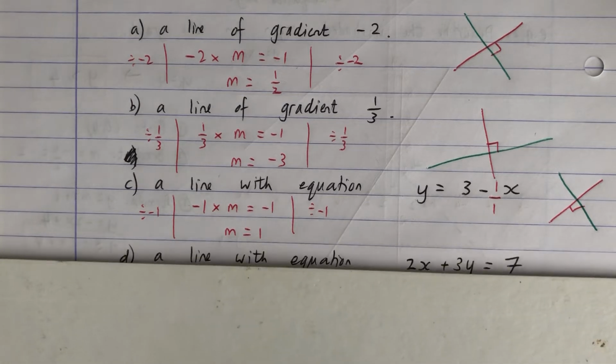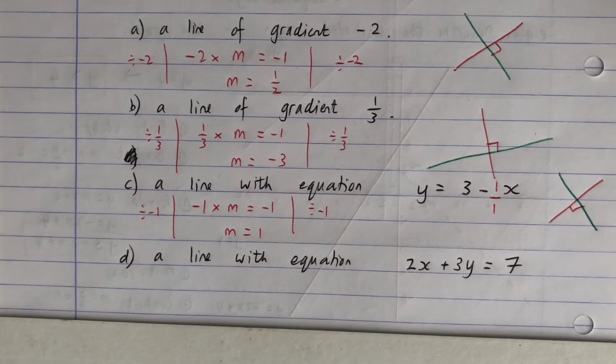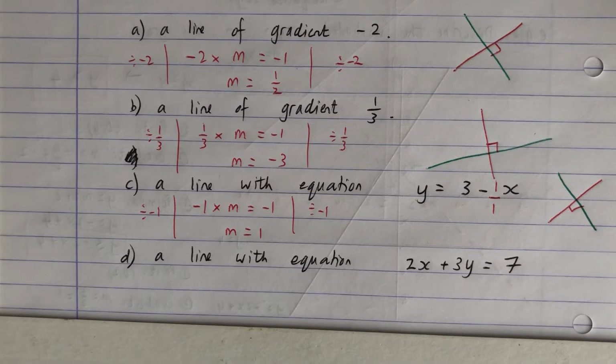And then the last one is: find the gradient of a line perpendicular to a line with equation 2x plus 3y is equal to 7. Again, I do not give you the gradient directly. You have to work it out. But this isn't ready yet. You have to make it look like y is equal to mx plus c.